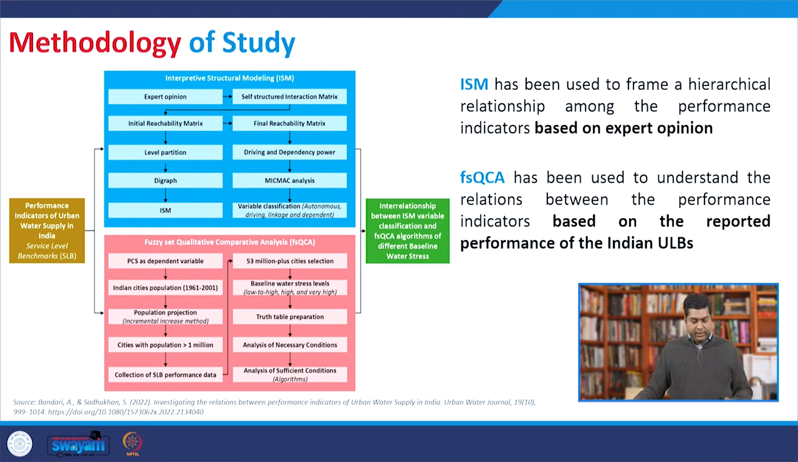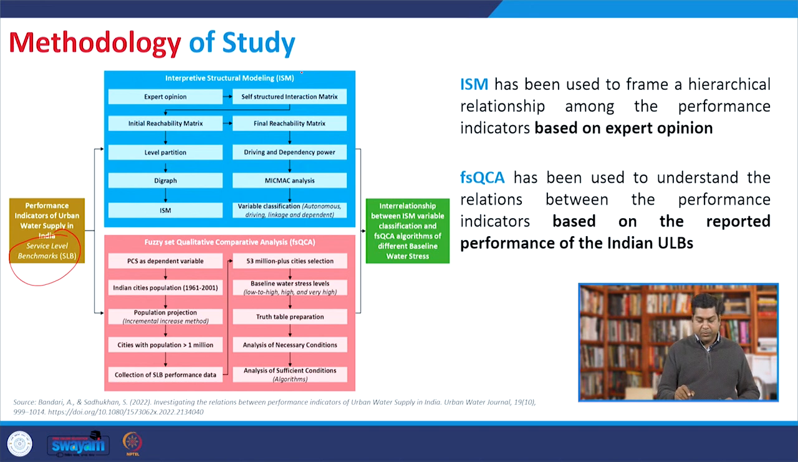Here is the methodology of the study, where the overall idea was to check the performance indicators of urban water supply in India, where we have used the service level benchmark as our main document. Then we take the information that is available open source, which is filled in by different urban local bodies, and also the population, based on projected population in 2021, for cities having more than 10 lakh, the 1 million population, which were taken into consideration. The first approach, as I have already mentioned, was an expert opinion based survey.